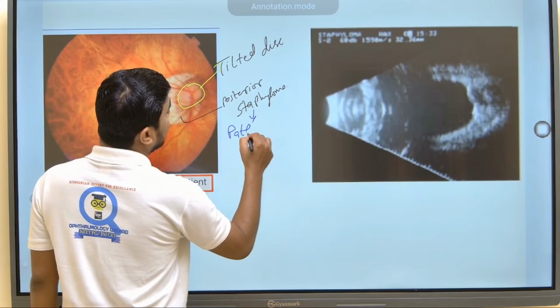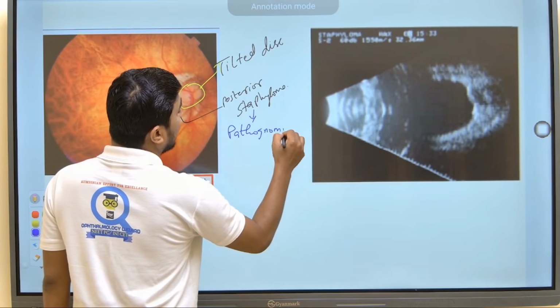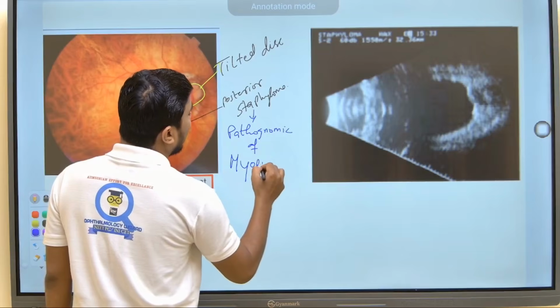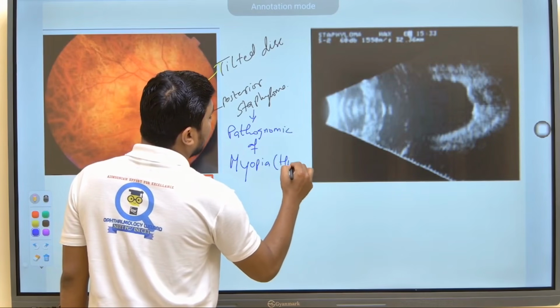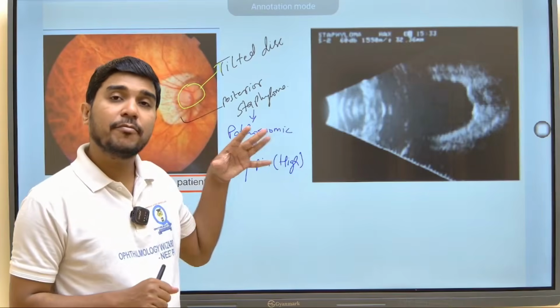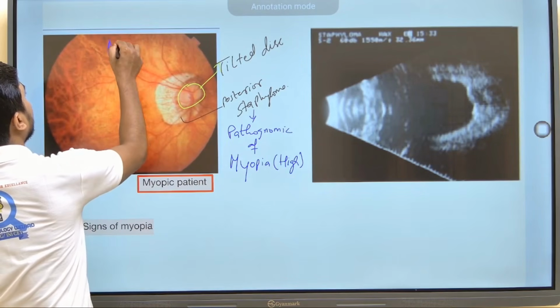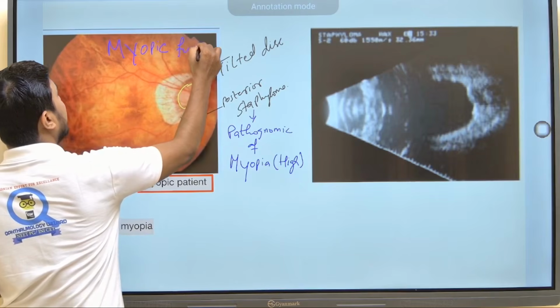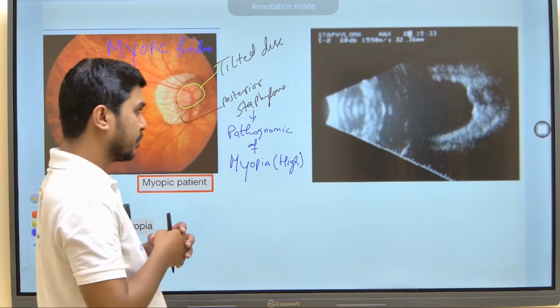This posterior staphyloma is pathognomonic of myopia. I mean high myopia, right? So this fundus photo is of myopia. ये myopia का photo है, myopic fundus है ये. That means this is myopic fundus.